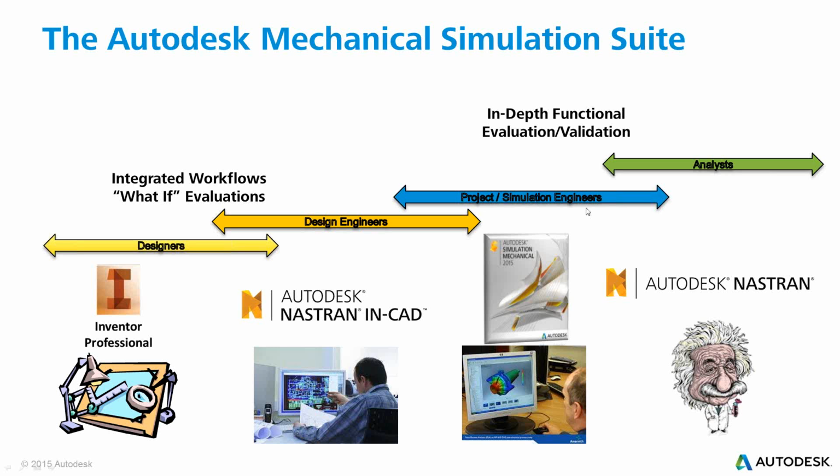Our Simulation Mechanical product that's been around for several years, the blue arrow here, is a higher end product. It's its own pre and post processor. It's a standalone product, and you can do a lot of really top end stuff with it. It doesn't quite go all the way up to where the analysts are going, but it does a lot of good stuff. The Autodesk Nastran is a standalone product on its own, and its top end analysts can do whatever they want with that.